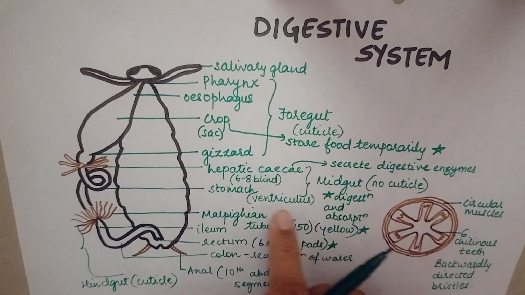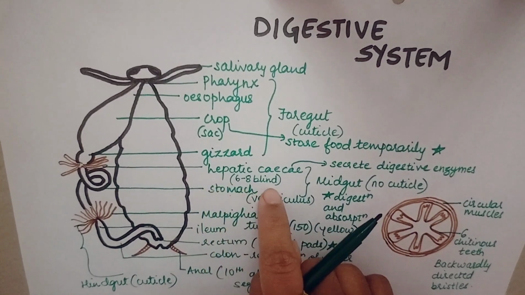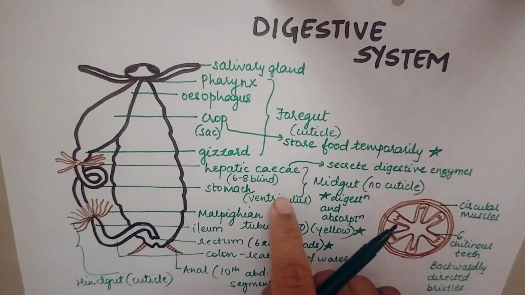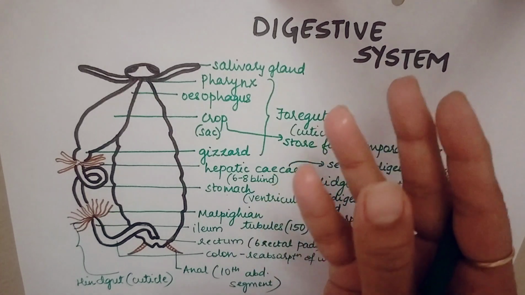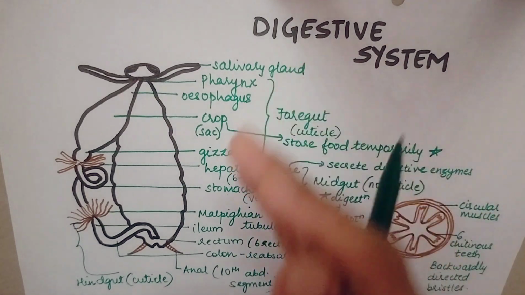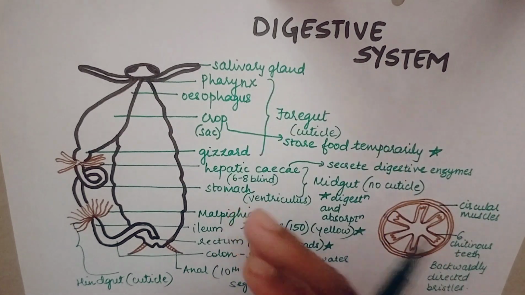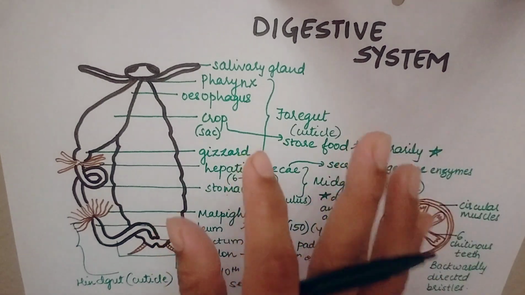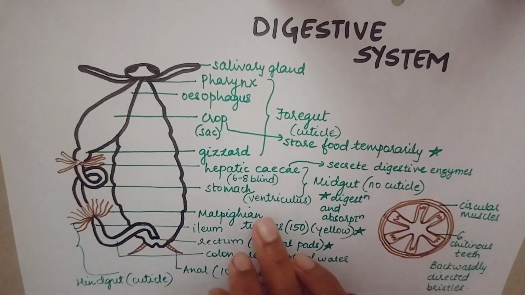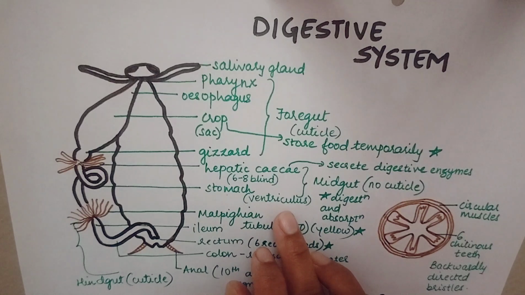After that, the midgut has hepatic caeca, which are 6 to 8 blind tubules. What are they going to do? They are going to release some digestive enzymes. After that, food will pass to the stomach. So the stomach will do digestion and absorption. This function will be done by the stomach. Stomach is also called ventriculus.